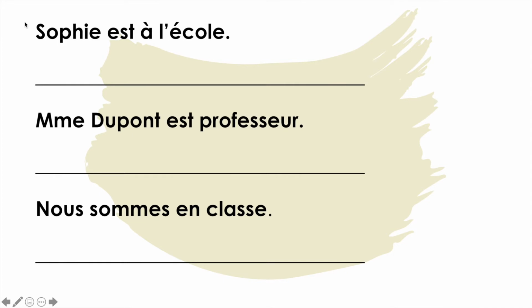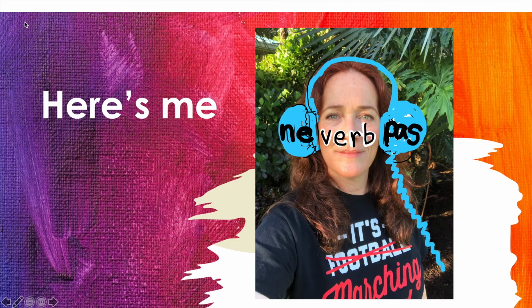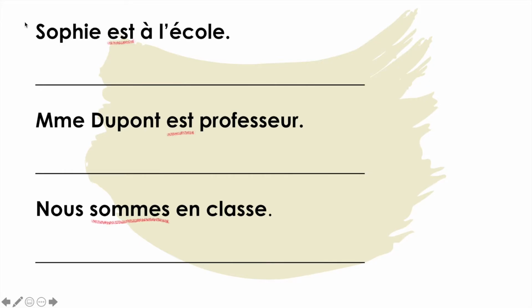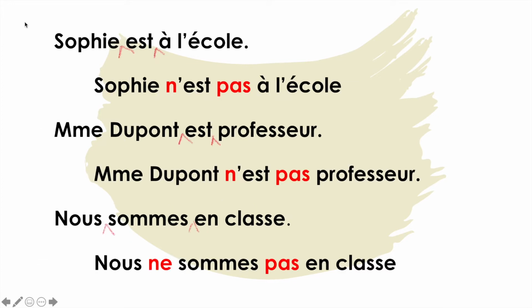So let's look at these French sentences. Sophie est à l'école. Madame Dupont est professeure. Nous sommes en classe. Great. First thing we have to do is identify the verb. Remember my face, that's a verb? You have to identify the verb. Now what do you think you do next? What did we do next? That's right. We put the headphones on, and they go on either side of the verb. Okay? So we end up with Sophie n'est pas à l'école. Madame Dupont n'est pas professeure. Nous ne sommes pas en classe.